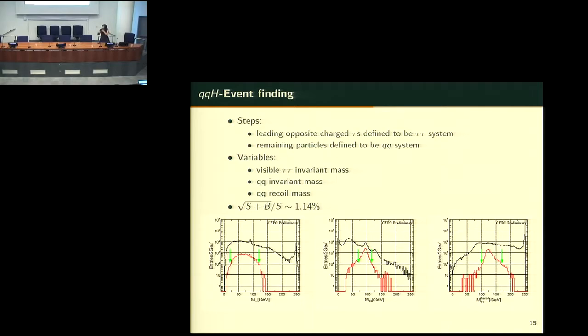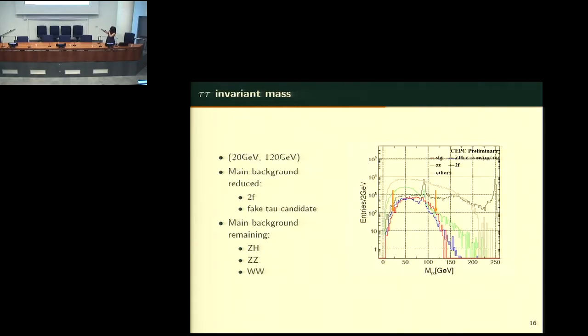And once we have at least a pair of oppositely charged taus, what we do is to choose the pair of taus with the leading energy, and all the other particles are treated as the QQ system. In this way, we can use the invariant mass of the tautau system, the invariant mass of the QQ system, and also the recoil mass of the QQ system. Now I'm going to present these three parameters in detail.